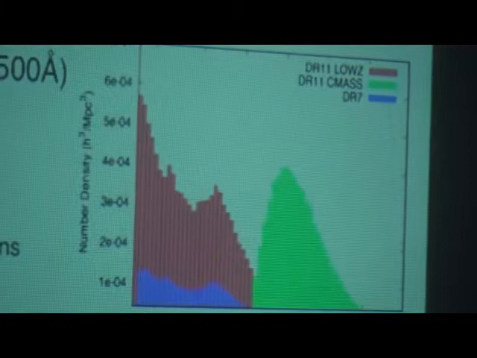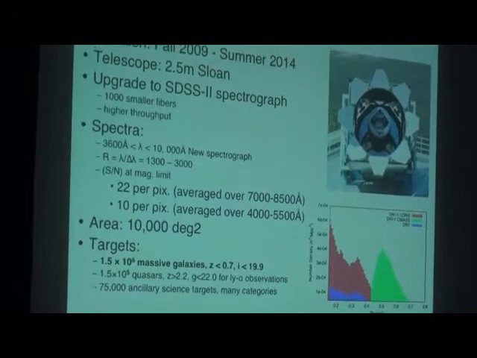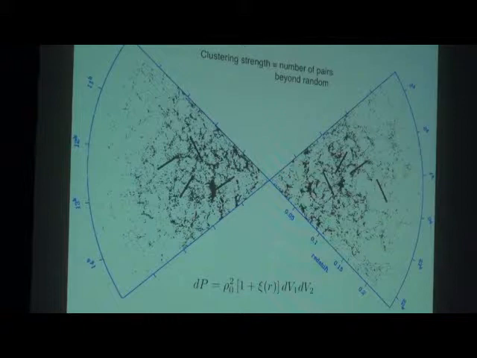Okay? Excellent. Right, clustering. A lot of the statistical information that comes out from a galaxy survey is encoded in what's called the two-point clustering.